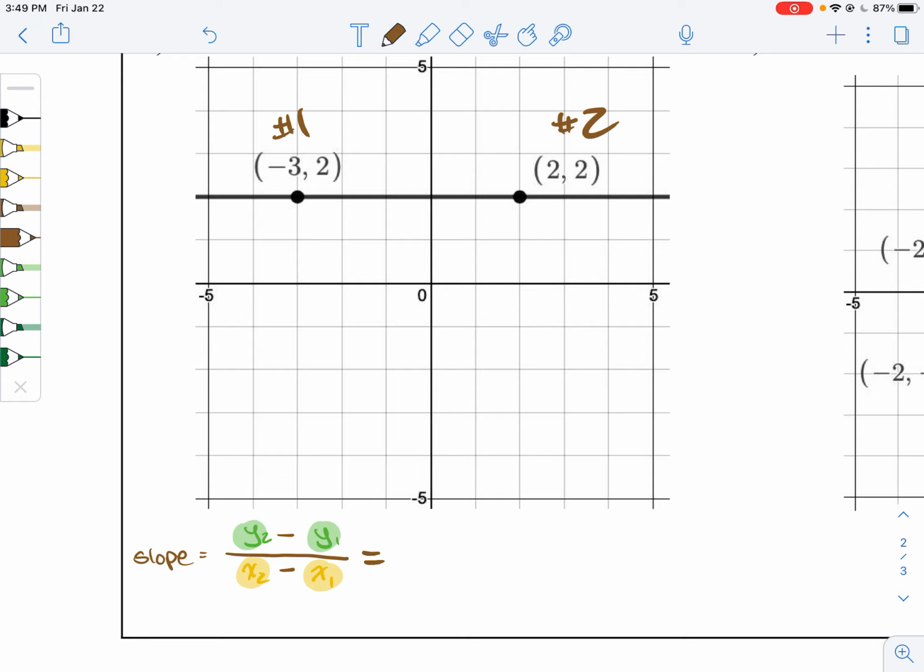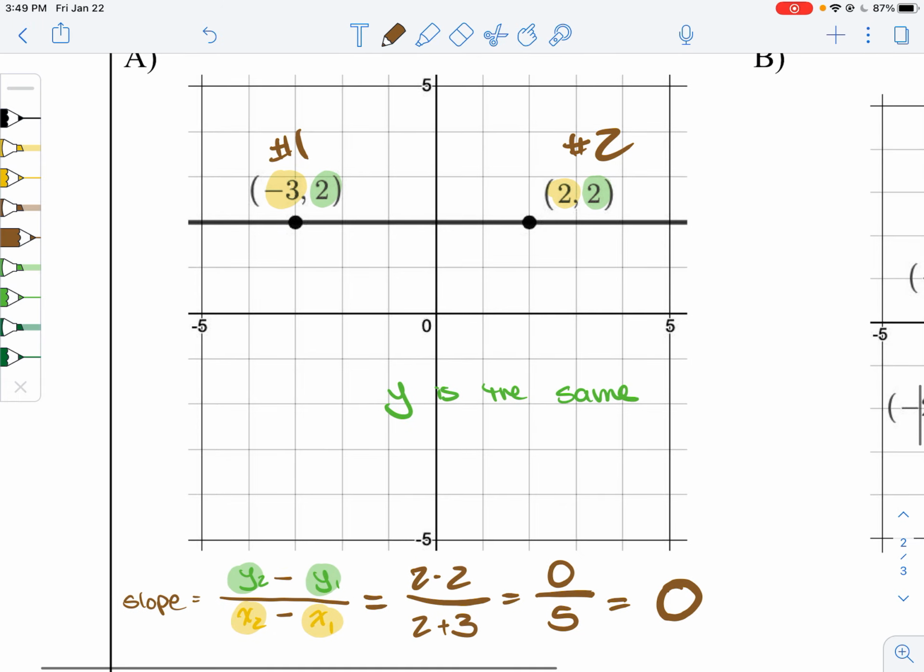Okay, so we've got our x values and our y values. Oh, hey, our y values are the same. That's weird. We should take note of that somehow. So when y is the same, we get 2 minus 2, which comes out to 0. So it doesn't really matter what happens on the bottom. You have 2 minus negative 3 is 5. Well, 0 divided by 5 is 0. Guys, when you have a horizontal line like this, the slope will always be 0.